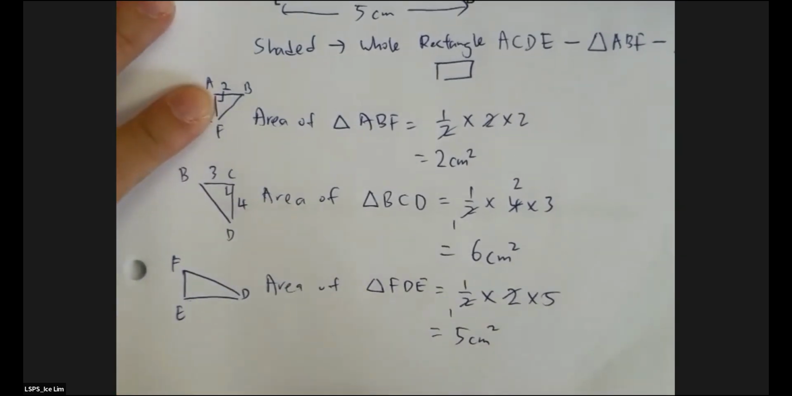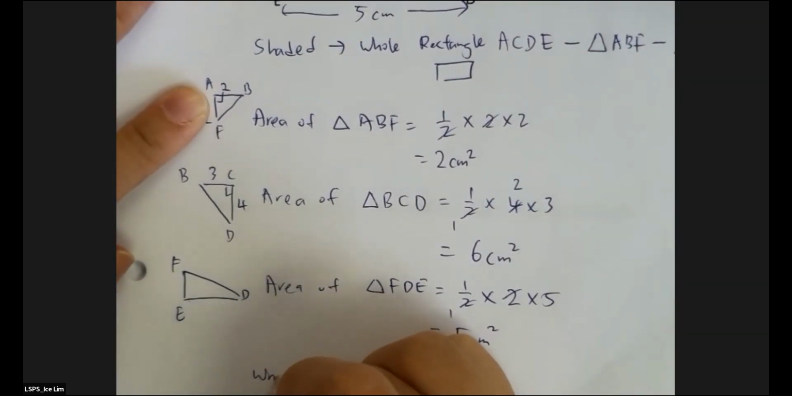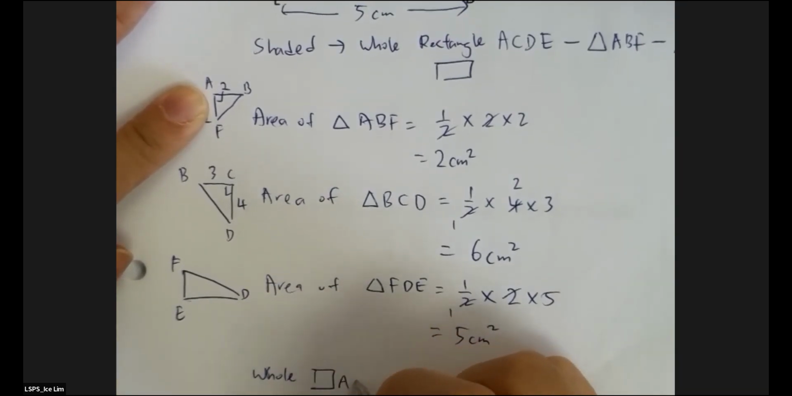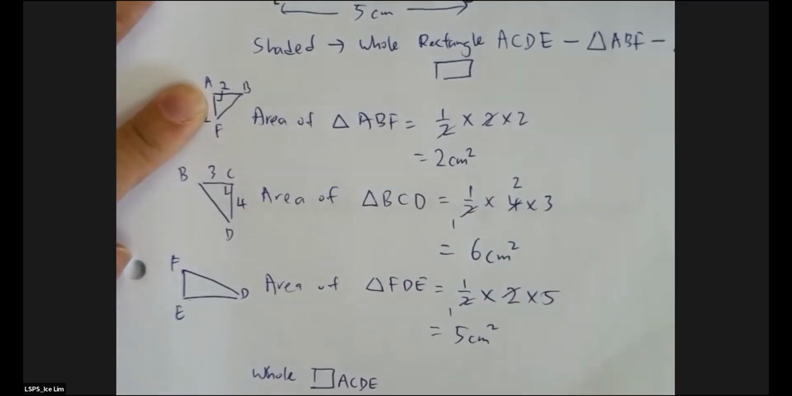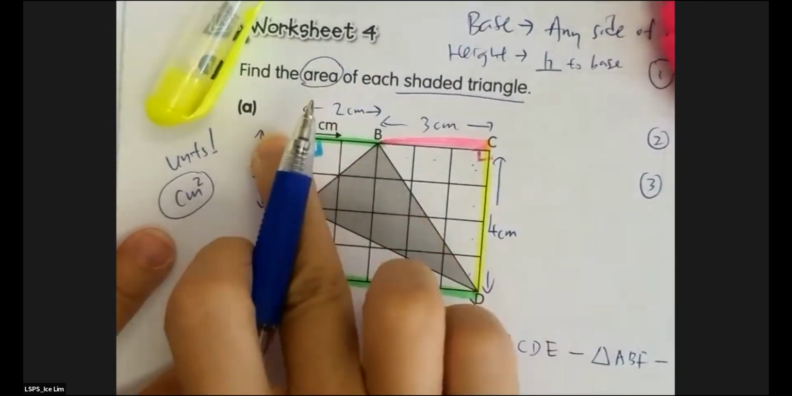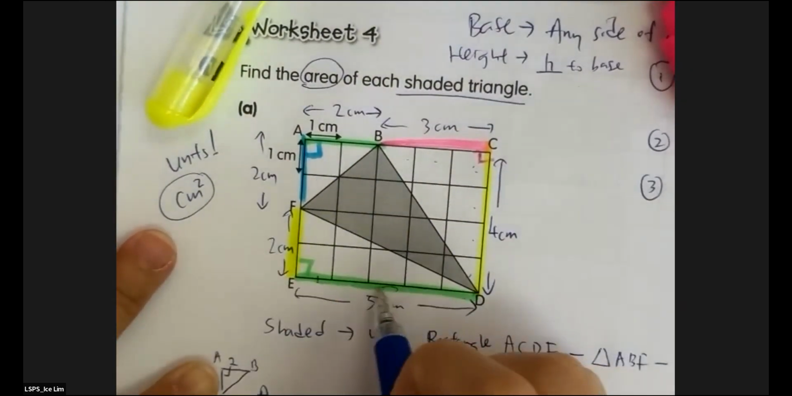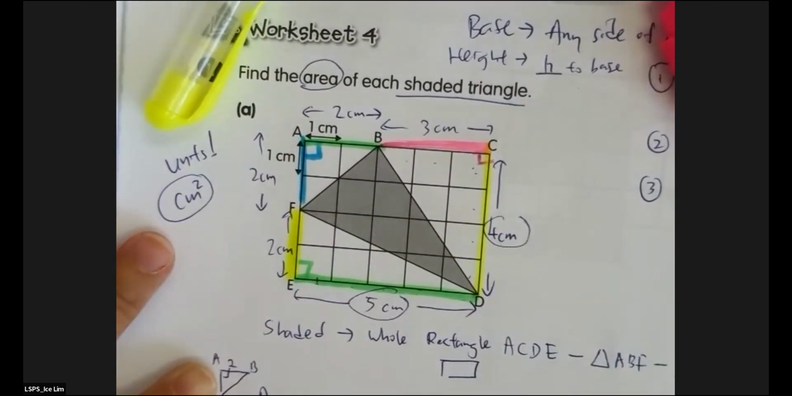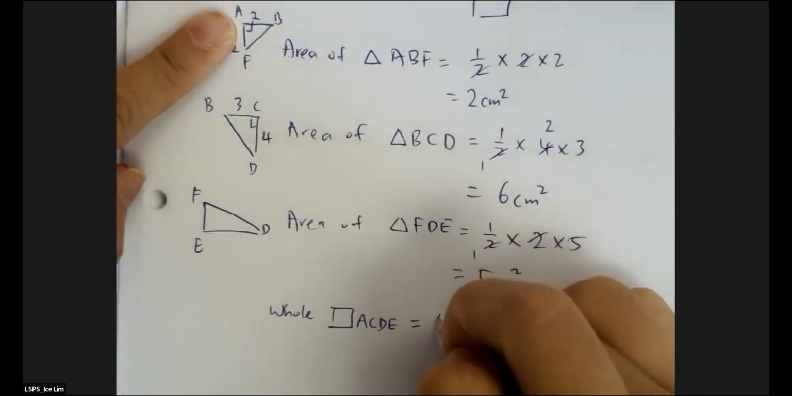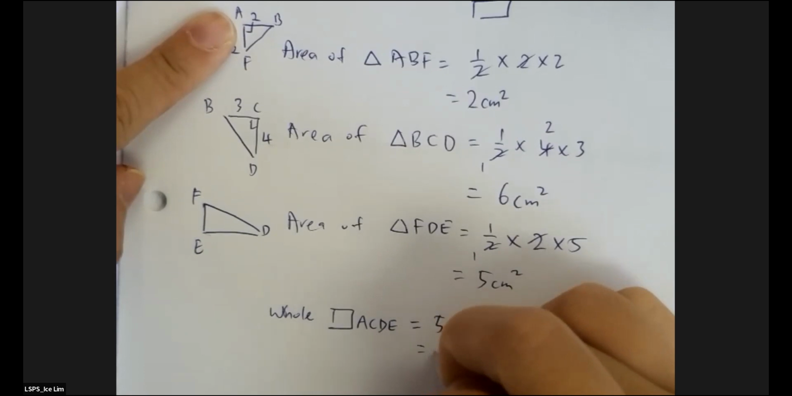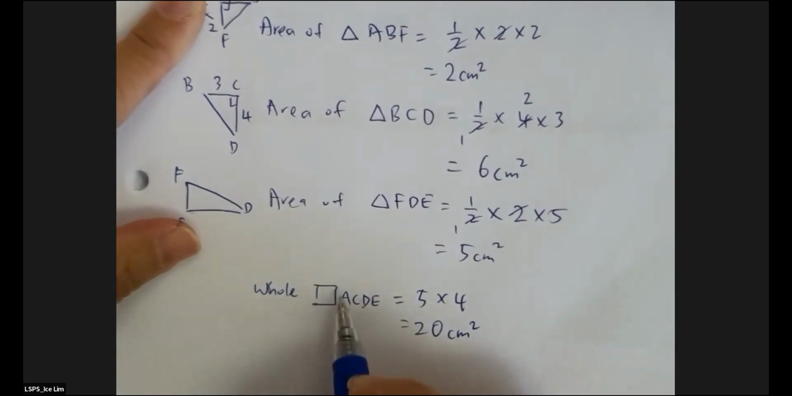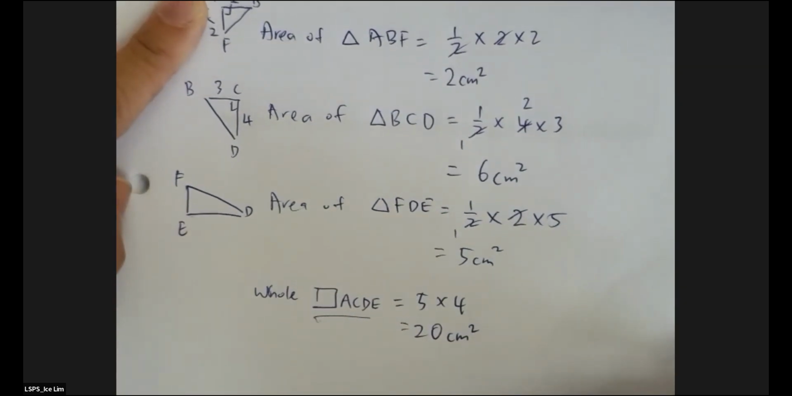Then I need to find the big rectangle, the whole rectangle, rectangle ACDE. The whole rectangle is this rectangle here, ACDE. Is a 5 by 4 rectangle. So the whole rectangle is 5 times 4. That will give me 20 square centimeters. That is rectangle, so there's no half. It's just base times height.